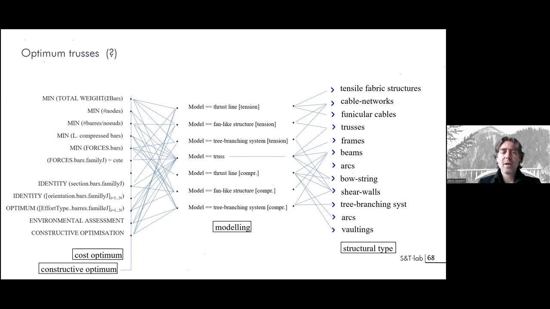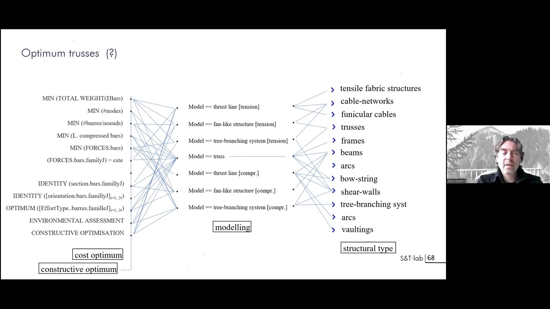You have to add also the question of cost, the question of constructive optimum, and you have to interact also with the notion of environmental assessment. And you know that, for instance, several materials such as timber will have a negative global warming potential. If you compare with steel or with concrete, they won't give you such a result at all.